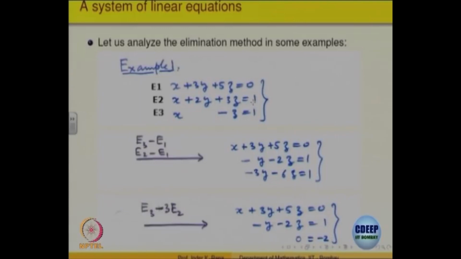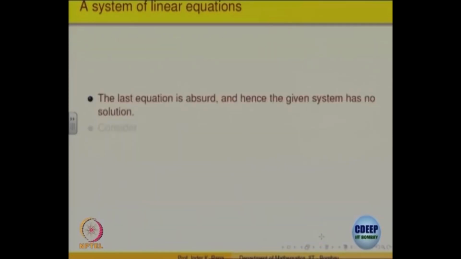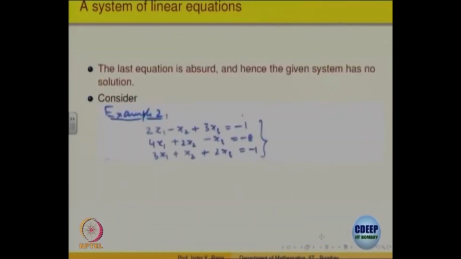So, that is the idea, but in the last system I get an equation 0 equal to minus 2, that means that is not possible, that is absurd, right. So, that means this system has got no solution, right. So, that is algebraically solving. So, this system has no solution. Let us look at this.